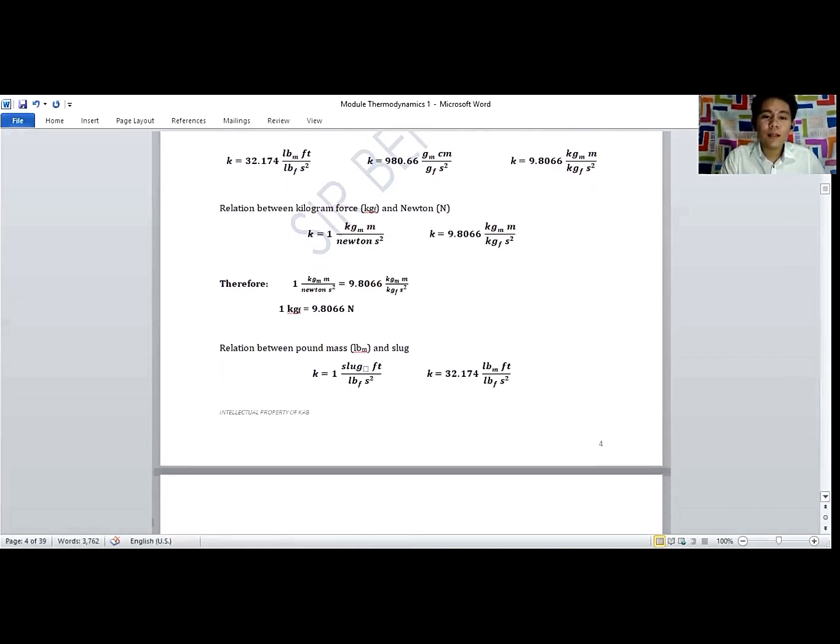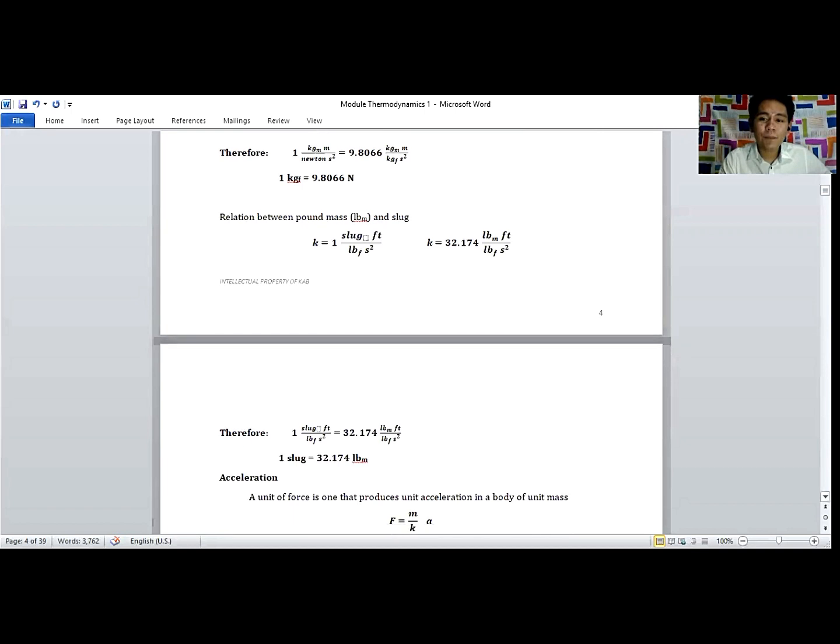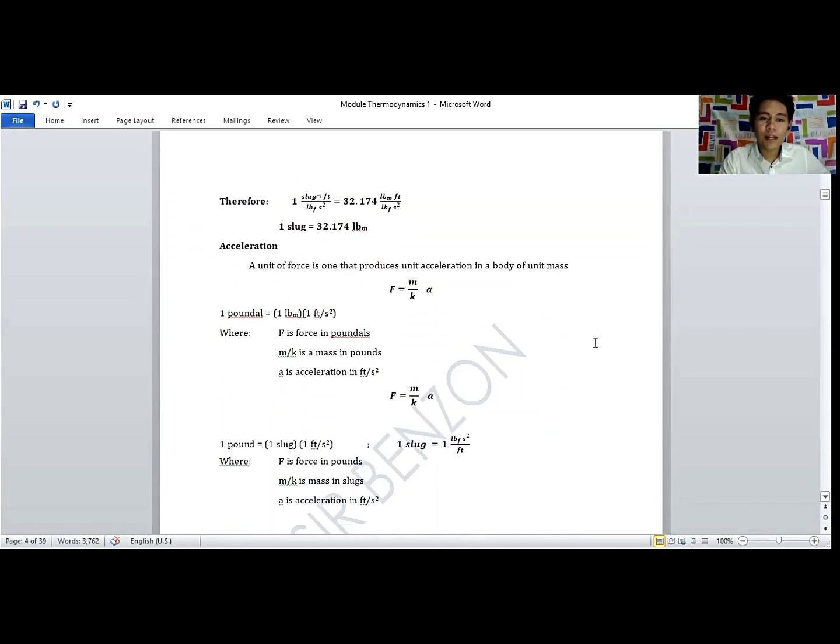Relation between kilogram force and Newton. Now, with this formula we present the relation between the kilogram force and the Newton. 1 kilogram mass meter per Newton second squared and 9.81 kilogram mass meter per kilogram force second squared. We equate them since we are going to have the relation. What is the relation between each other? It yields that 1 kilogram force is equal to 9.8066 Newton. And it is the same as the relation between pound mass and slug. The difference is its unit. Therefore, 1 slug equals 32.174 pound mass.